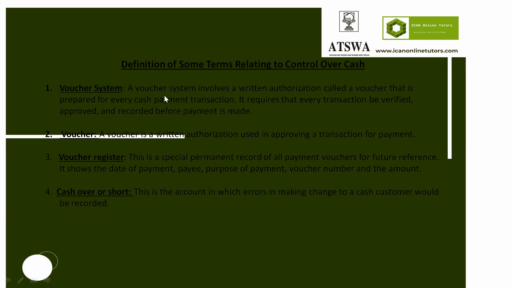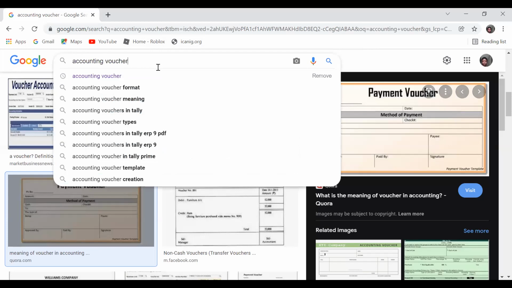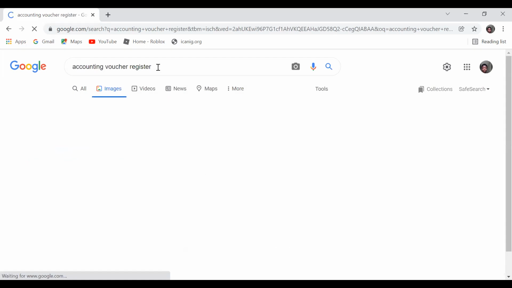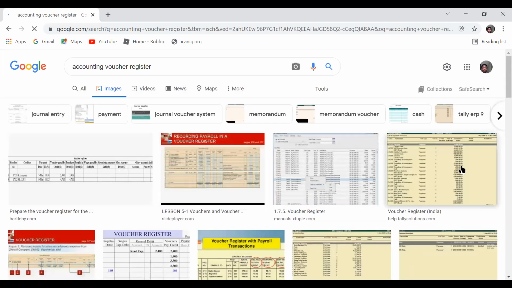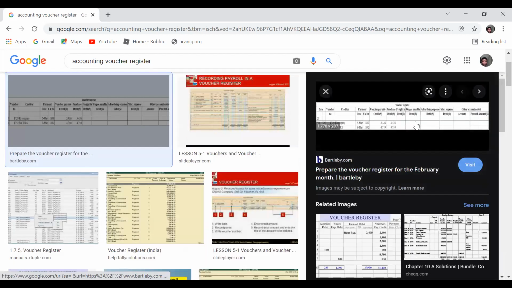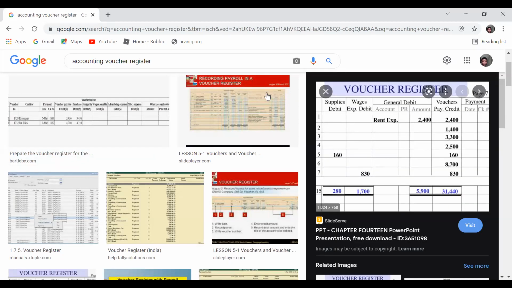Let me see if I can see this as well. Hold on, please. Which one can I use? A voucher register for a payroll. Hold on, so that you are going to see how it actually works. Let me check this. Voucher register. The amount is not really clear.